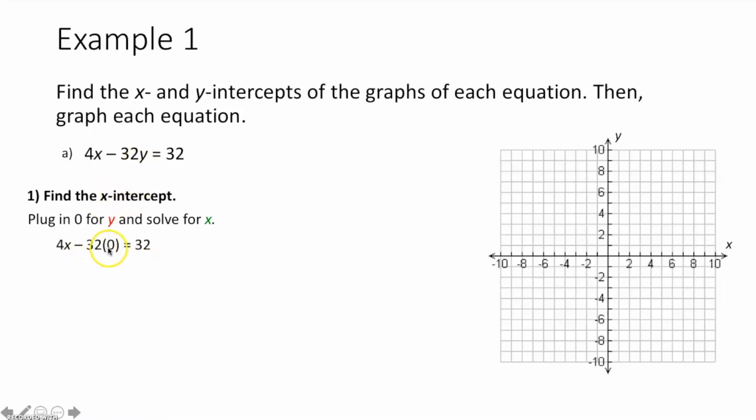What's negative 32 times 0? That's 0. And what's 4x minus 0? That's 4x. Now, how do I get x by itself, right? We're solving for x. So to get x by itself, it's 4 times x. I do the opposite, the inverse. I divide both sides by 4. That way these cancel out. I get x is equal to 8.